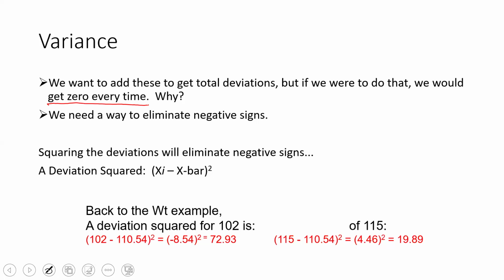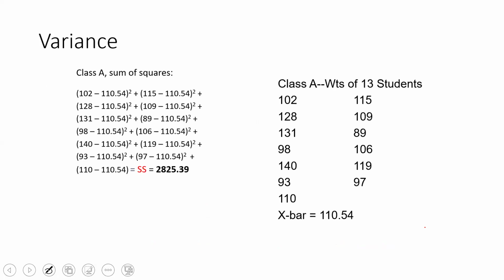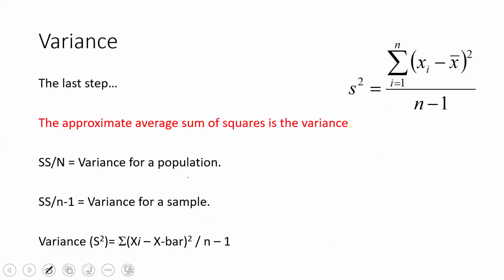You will get 0 every time because the positive numbers will eliminate the negative numbers. So what we do is that we find the deviation and we square them. That is the number minus the mean, squared. I'm sure we have done variance before. For example, for 102, if you subtract the mean, you get minus 8.54. When you square it, you have that. For number 105, minus the mean, when you square it, we have that. And if you do it for all the numbers, we have what we call the sum of squares. So if we do it for all these numbers, you have a sum of squares of 2,825.39.